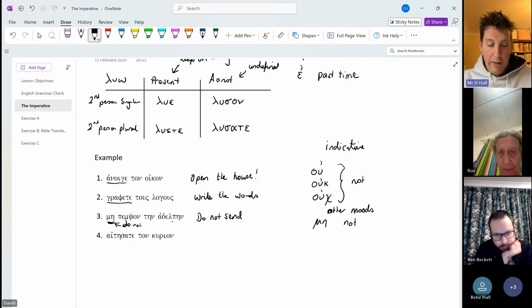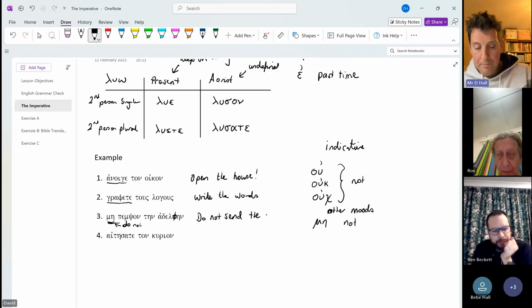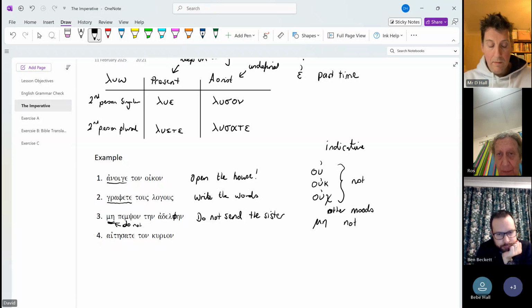So we've got ten adelphen. Oops, that should be a slip on my keyboard. Ten adelphen. So do not send the sister. Right, so that's just how we would negate in a command, so not to do something rather than to do something. Just need to look out for me there and not ou. And that also might help you, particularly if the statement is in a negative, you'll know whether it's indicative or whether it's an imperative. So that may be of some help.